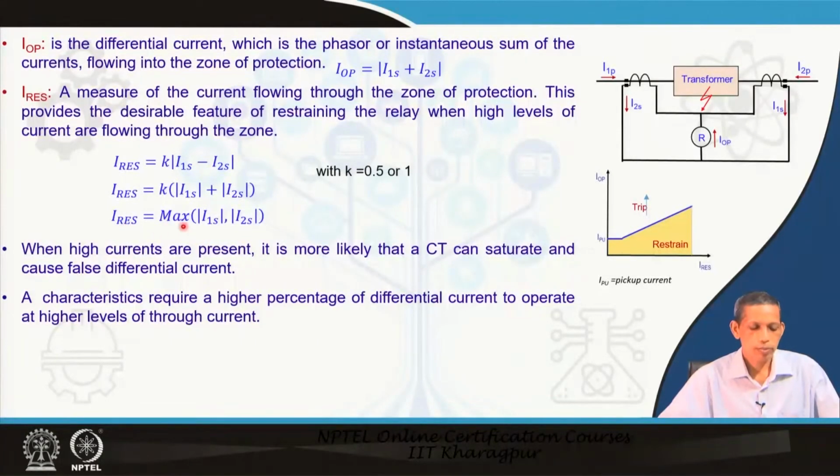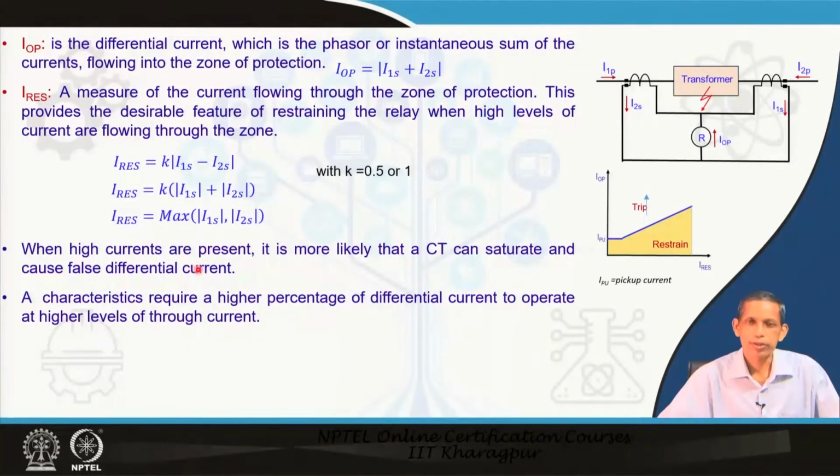The other one is the maximum of I 1 s or I 2 s. Agree? So, these are the common restraining currents being used in the percentage bias relay characteristics, with K equal to 0.5 or 1 in these relations. Most of the relays use K 0.5; K 0.5 is a very popular value.